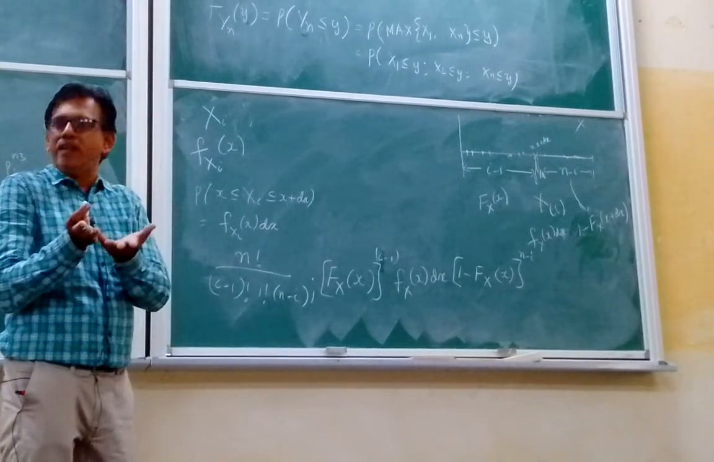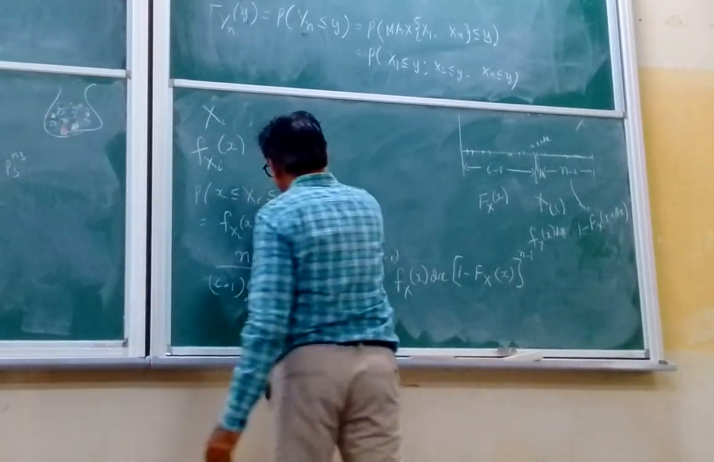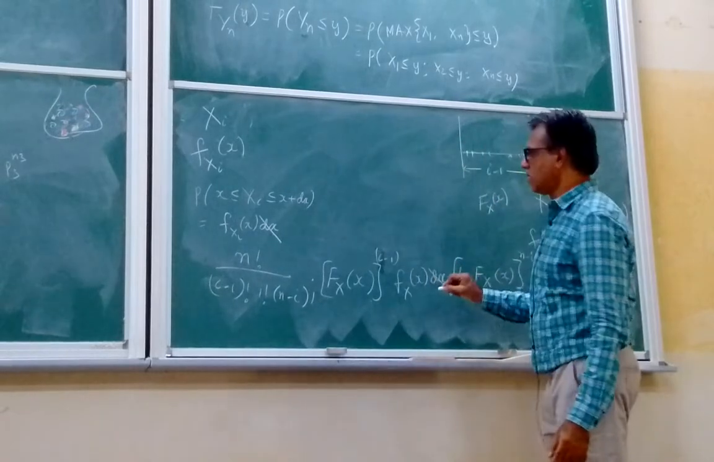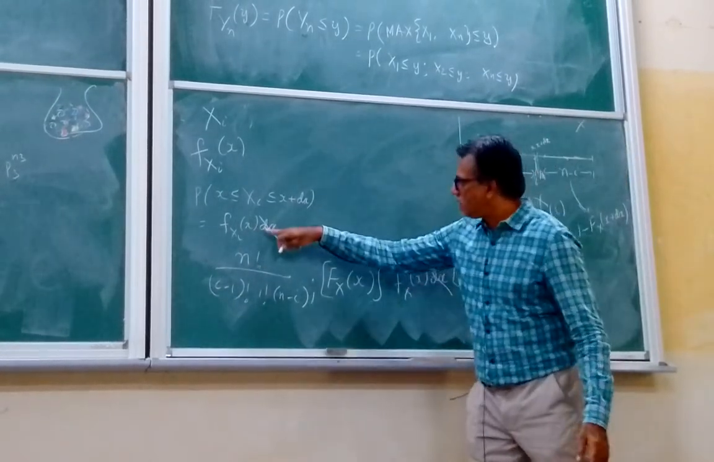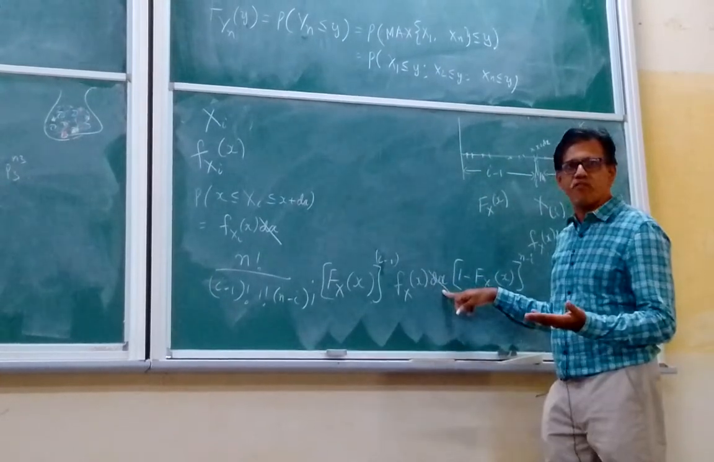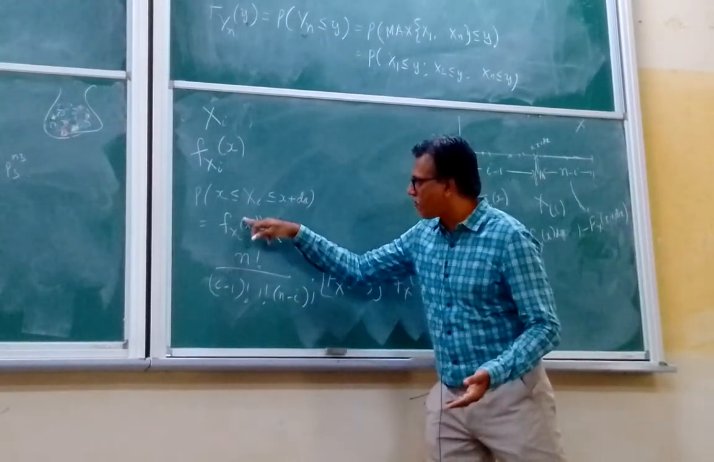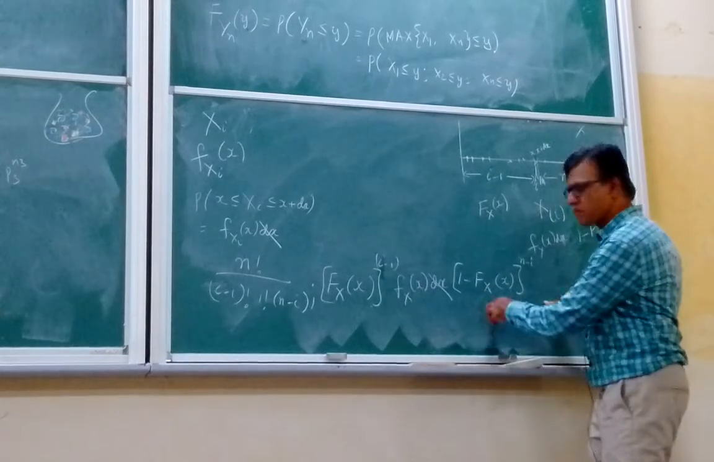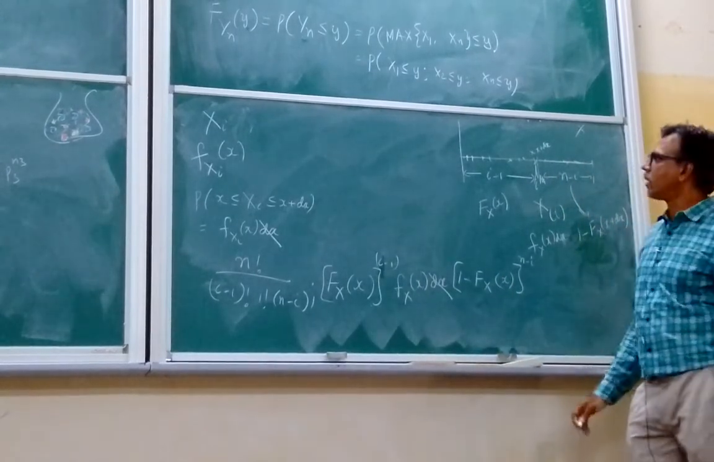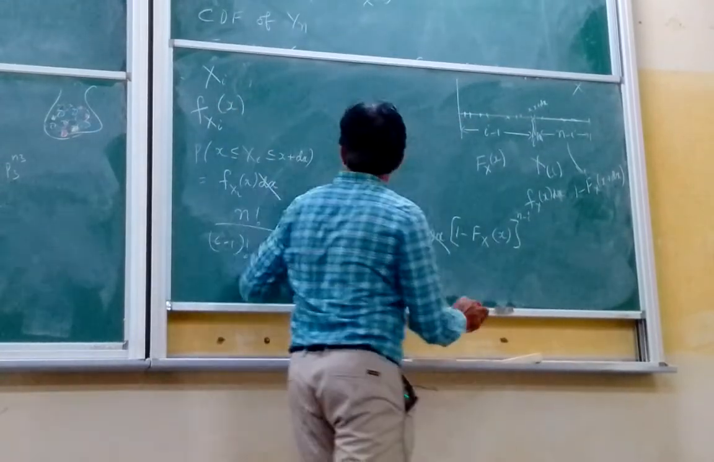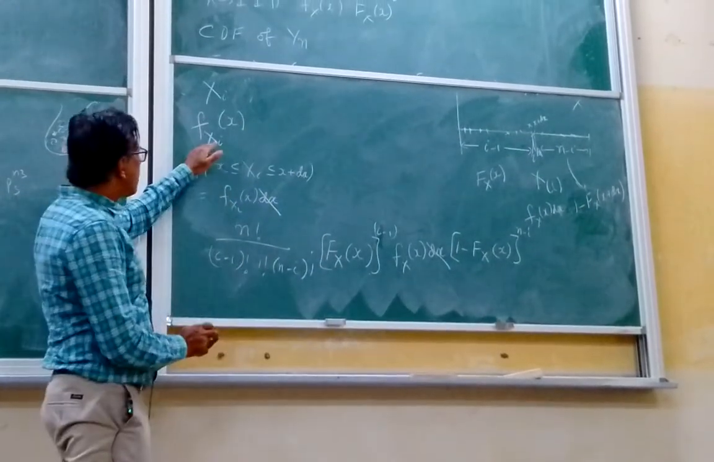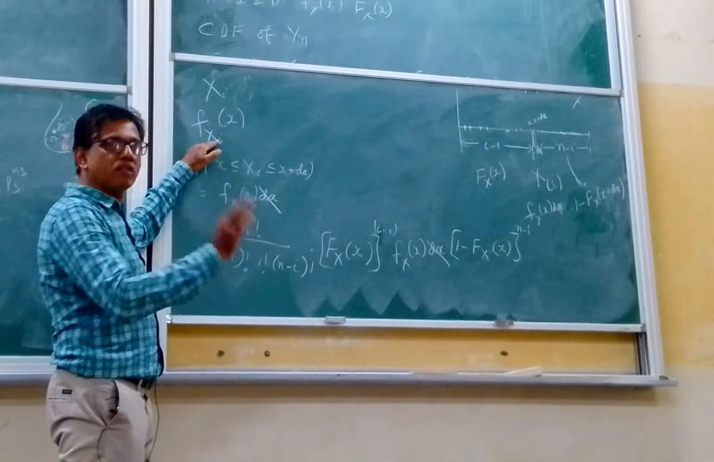Now I want only the density function. So I can drop these two things. In terms of density function, this and this can be struck off. And the density function fx of x is nothing but this. Okay. So this gives you the density function of any order statistic, the ith order statistic.